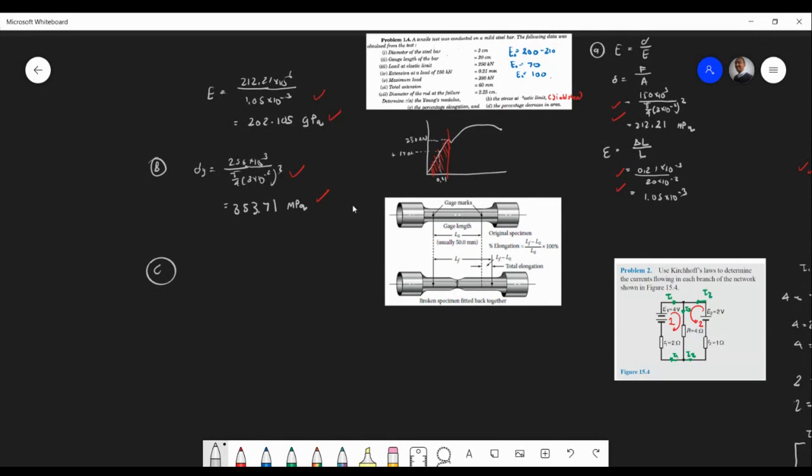So C, the percentage elongation, that's fairly easy. You can call it percent PE if you want. PE.